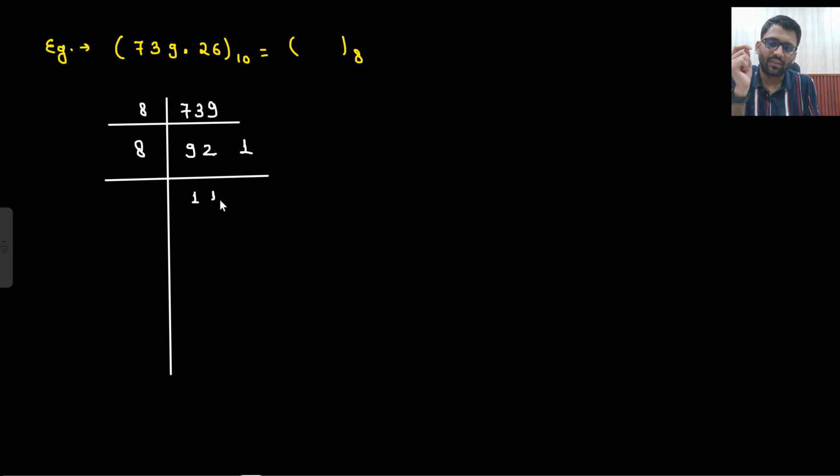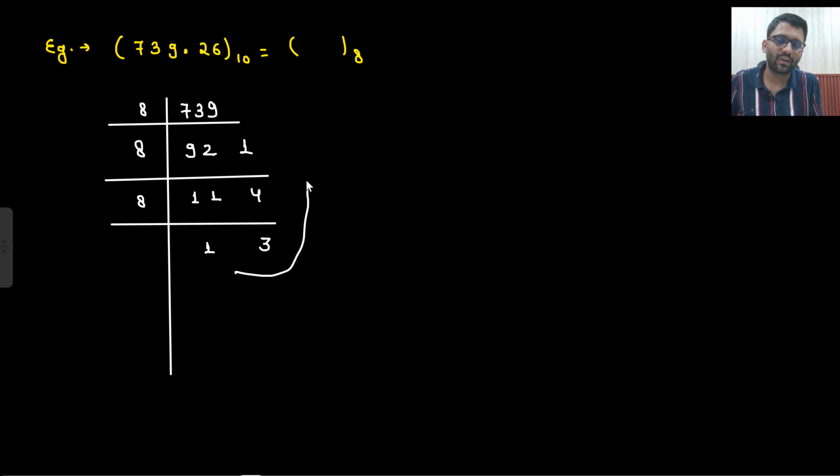8 1 is 8, 8 1 is 8. What remainder are you getting? 4. Then again do the division. 8 1 is 8. What remainder are you getting? 3. You will go from down to up, right? So 1 3 4 1. Now the point something will come.